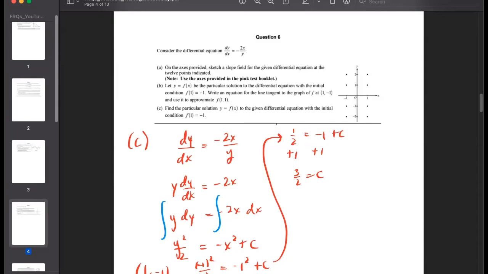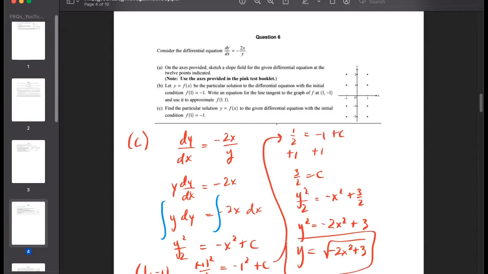And so now I can plug that into my equation, but I still need to solve for y. So I need to multiply the 2 to the other side, and I get y squared is equal to negative 2x squared plus 3. And then at the very end, I'm going to take the square root, and I get the square root of negative 2x squared plus 3. And that is my particular solution with the given initial condition.